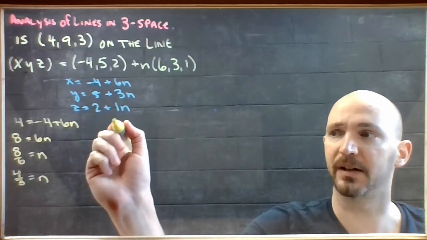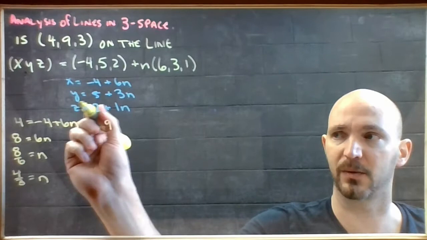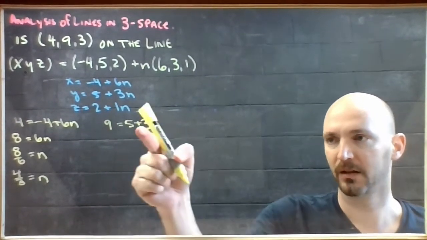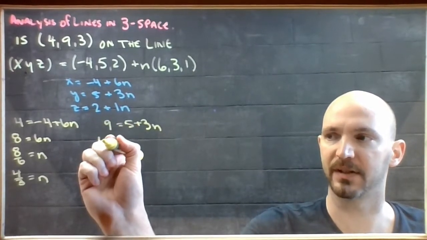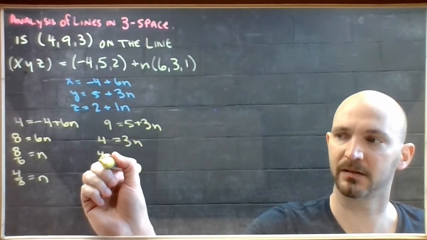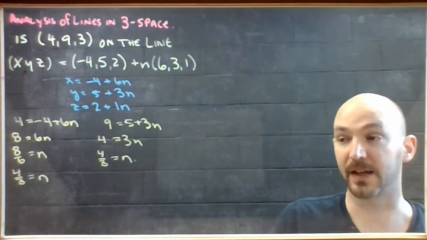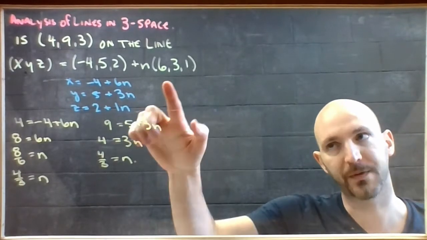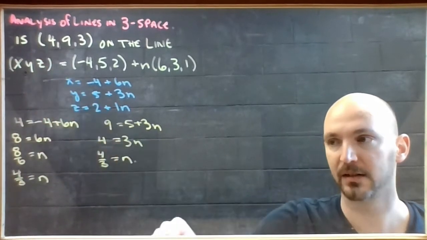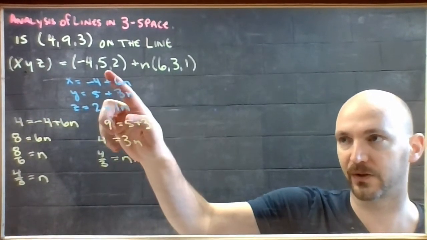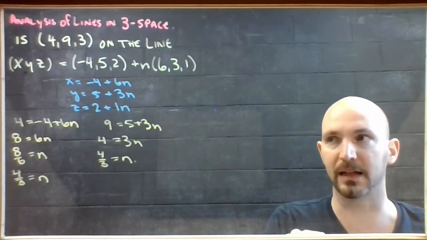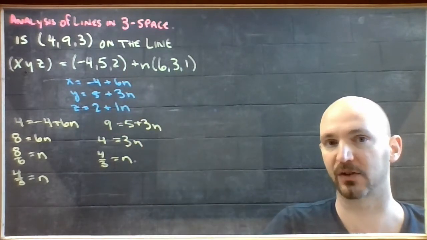I'm going to take my y value, 9, and use the parametric equation for y is 5 plus 3n. Bring the 5 over. 9 minus 5 is 4. And 4 divided by 3 is n. Now, that's very encouraging. 4/3 of a step along this vector gets me to an x value of 4, which I need. 4/3 of a step along this vector from here also gets me to a 9, which I need. The only thing that remains is whether or not the z value will actually line up.